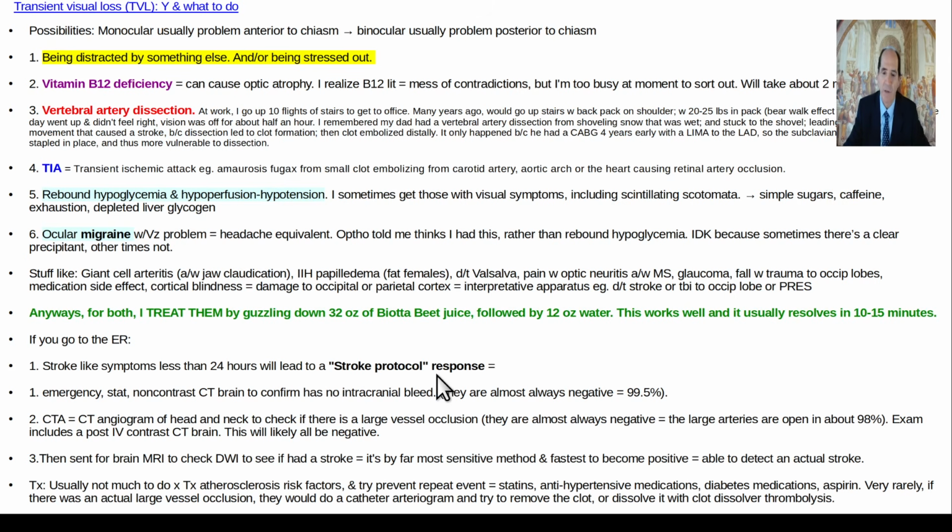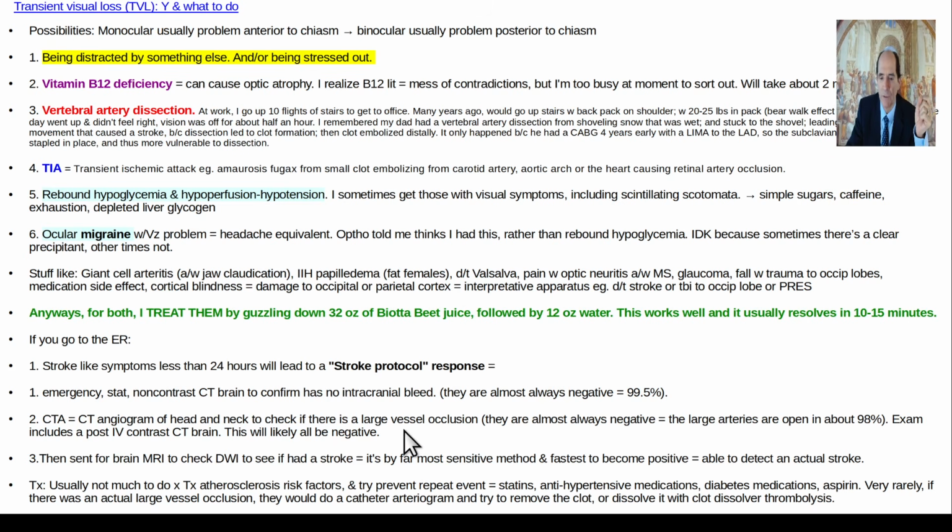They'll get a non-contrast head CT scan to make sure you're not having an intracranial bleed. They'll do an emergency stat CT angiogram, we usually call them CTA, to check the arteries in the neck and intracranially to see if there's an occlusion. They're almost always negative. I see a positive one maybe once out of every 200. But just in case, you could catch a big vessel. Usually you'd have a bigger stroke than just a little visual loss. You'd have this giant unilateral hemiplegia.